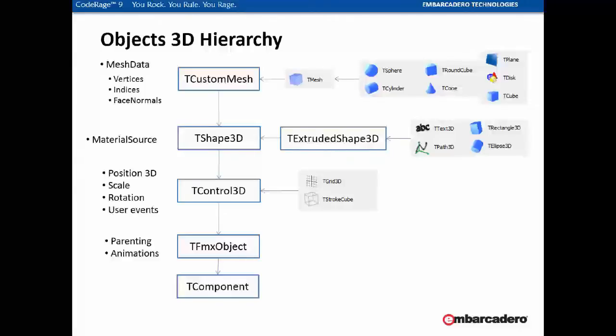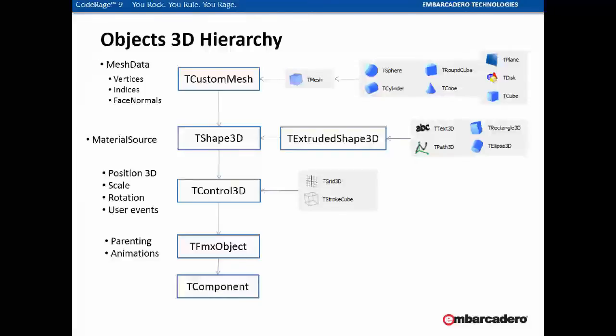Also on the TFmxObject level we have support for animations, so this is also important for 3D applications where you want your 3D scene to be moving, to have interactivity, and use animations a lot.